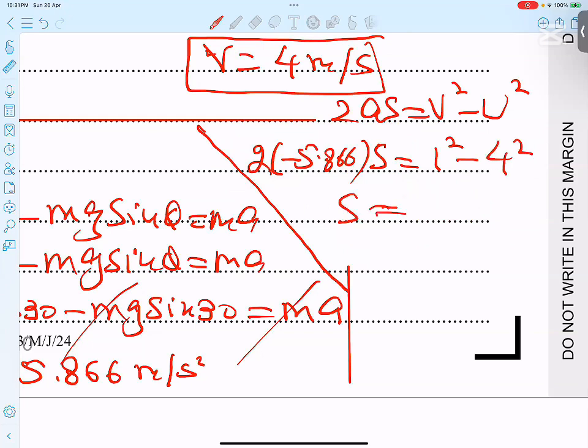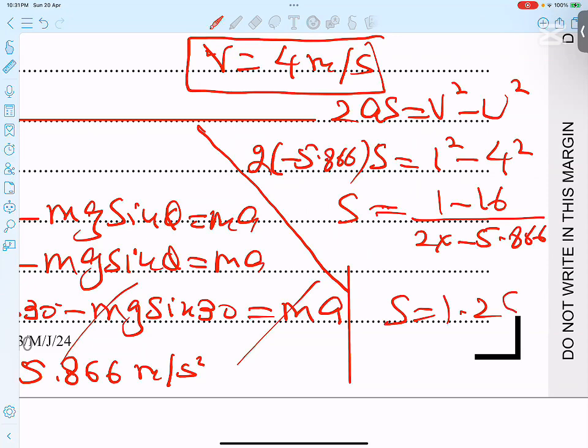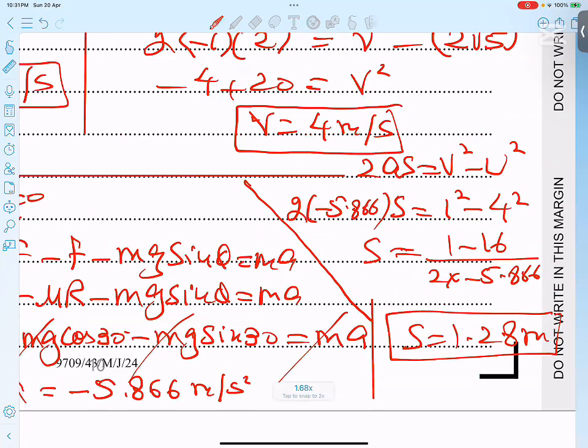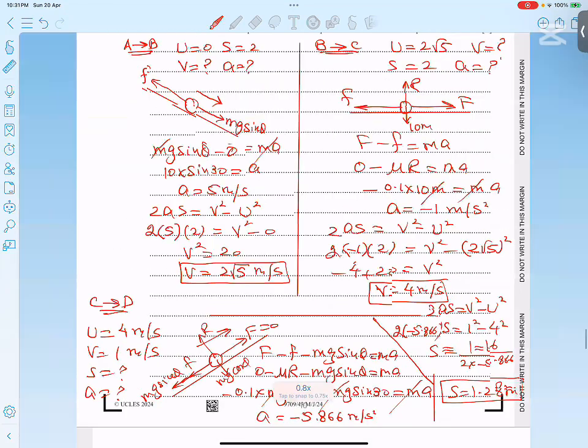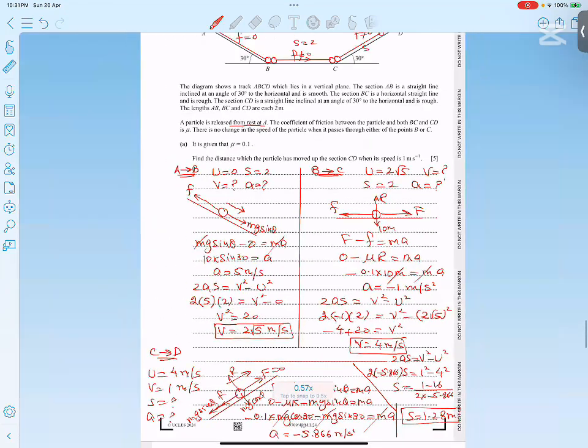So 1 minus 16 over 2 times -5.866. When I find it, students, -15 comes in the numerator over 2 times -5.866, and we are getting S equal to 1.28 meters. So Alhamdulillah Rabbil Alameen. I hope the concept is clear for part number 1.